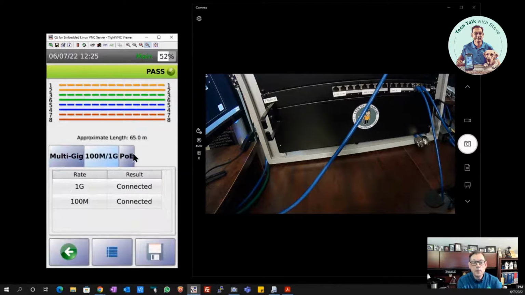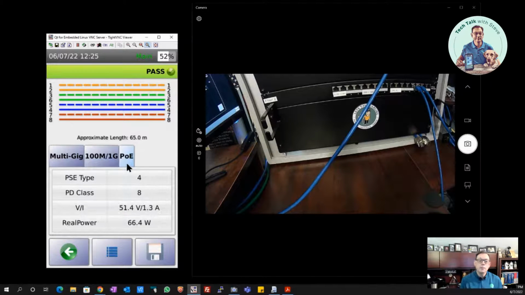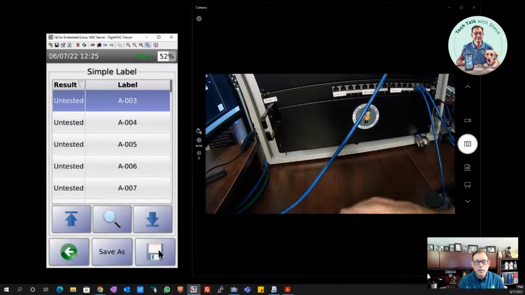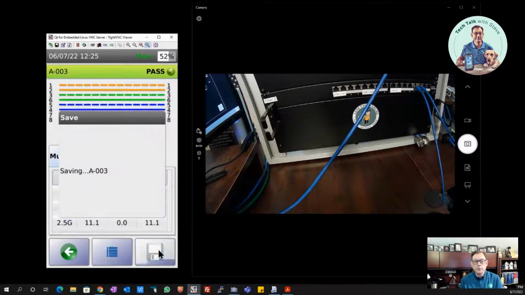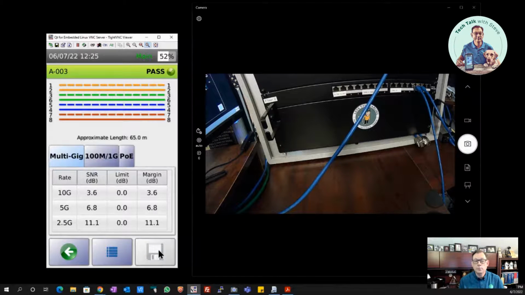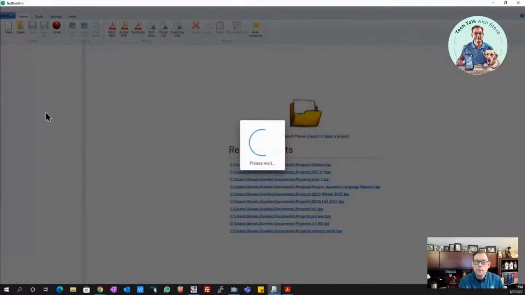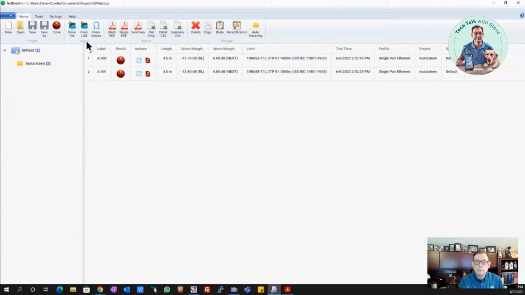We see we connected 100 meg and 1 gig, and then we can see our PoE. So we've run that test on the PoE. We've demanded our load. We've got our load at the endpoint, and we can actually save this test just like we would our certification test and allow us to provide this in as-built drawings to our customers. So, we've got this information at hand. We can simply go in and have a project, and then we can go ahead and import our test results.